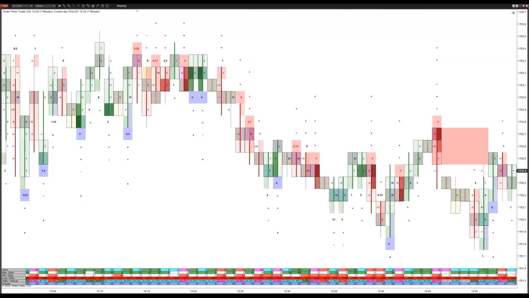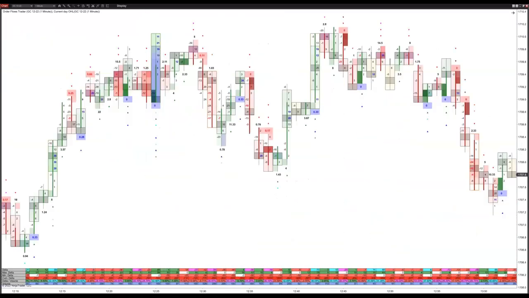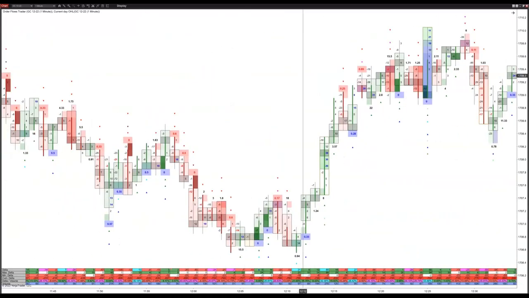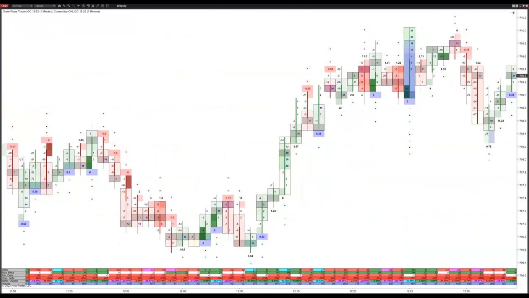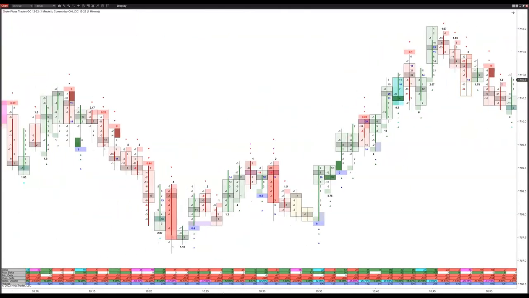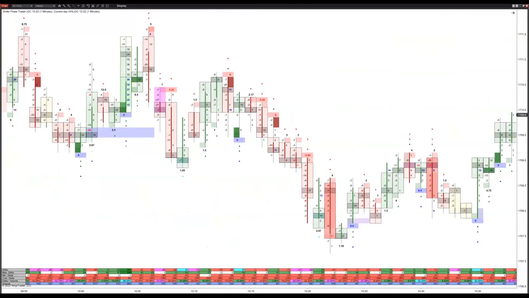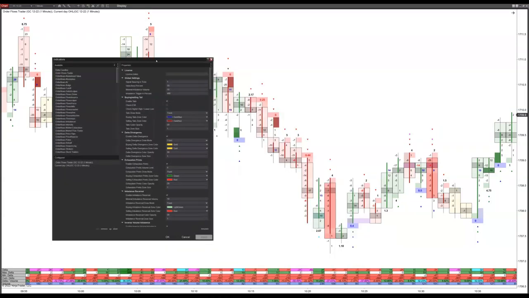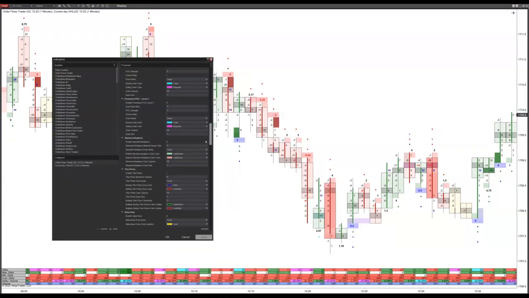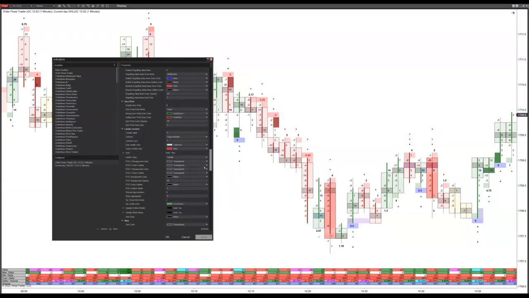You can see it down in here, but let me just get to a normal scenario here. What do I got? What footprint is this? This is diagonal delta. Let me just change this back to a regular bid ask delta. Where are we here?